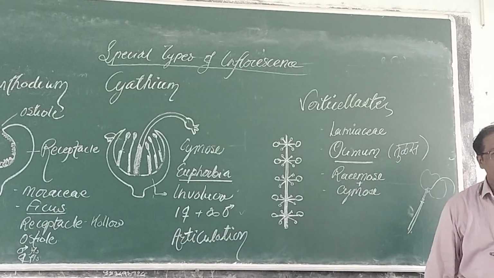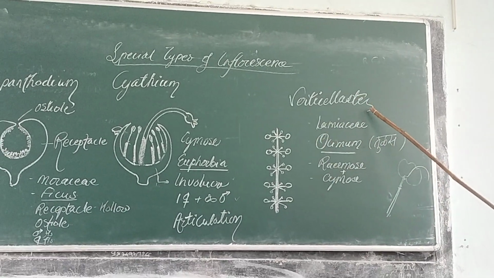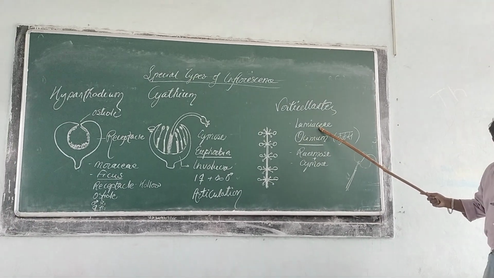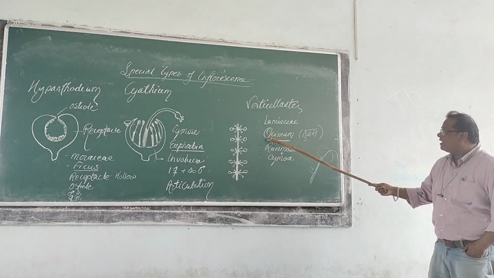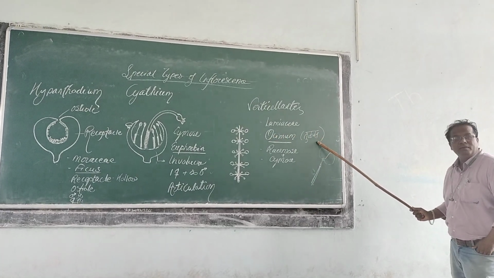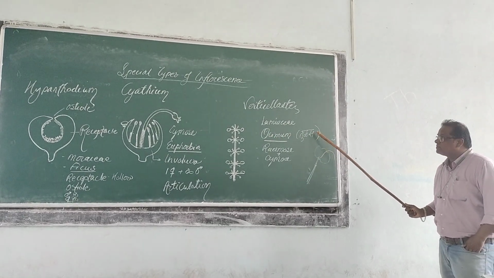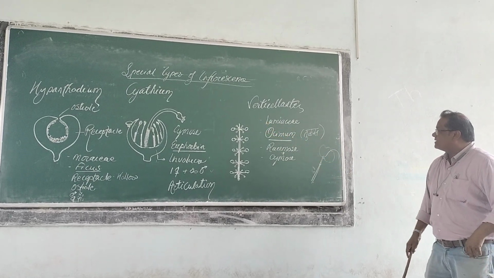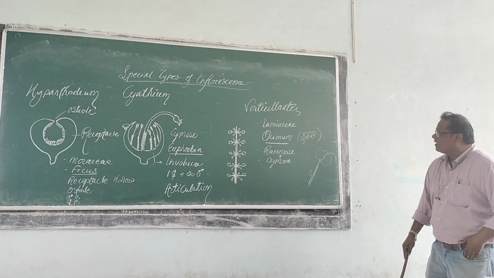We will discuss one by one. Firstly, the verticillaster type of inflorescence. It is the characteristic of family Lamiaceae. Example is Ocimum. Marathi name is Tulas. It is a characteristic of family Lamiaceae, and example is Ocimum.